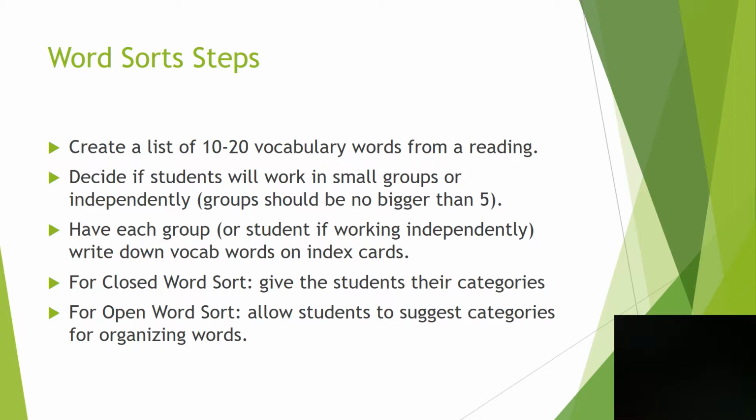So in the classroom, when you are implementing this strategy, the way you would do it is first you would create a list of 10 to 20 vocab words from a reading. Then as the teacher, you will decide if you want your students to work either in small groups or independently. Usually if you have students working in groups, you want to have them in groups of about 3 to 5 students. Then you will let the students know if it's going to be a closed word sort or an open word sort.